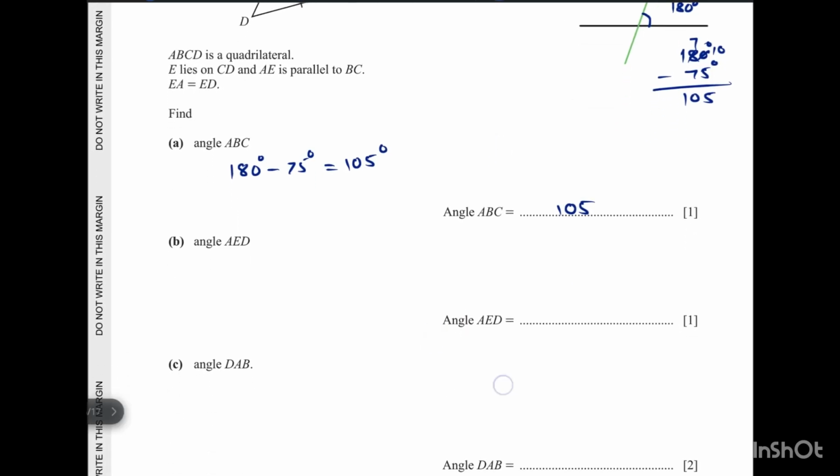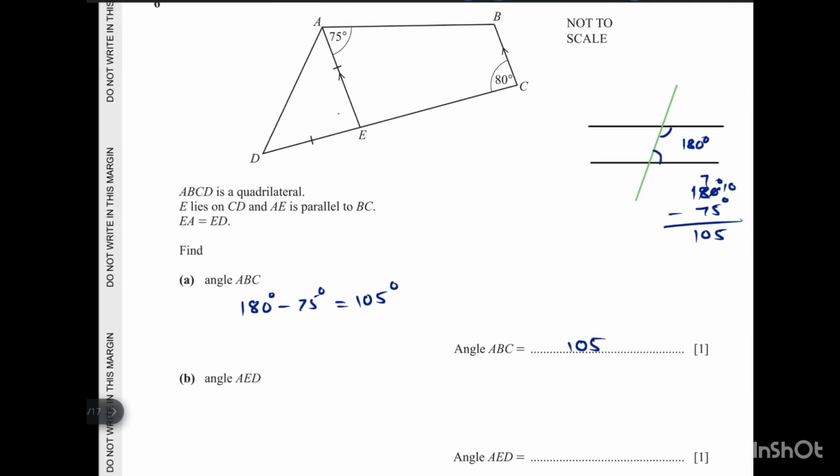Find angle AED. Angle AED, question B. What is angle AED? Angle AED is this angle. Now when you find this angle and subtract from 180, you get this angle because it's a straight line. So the sum of these two angles will be 180 degrees. First we'll find angle AEC, then we will find angle AED.